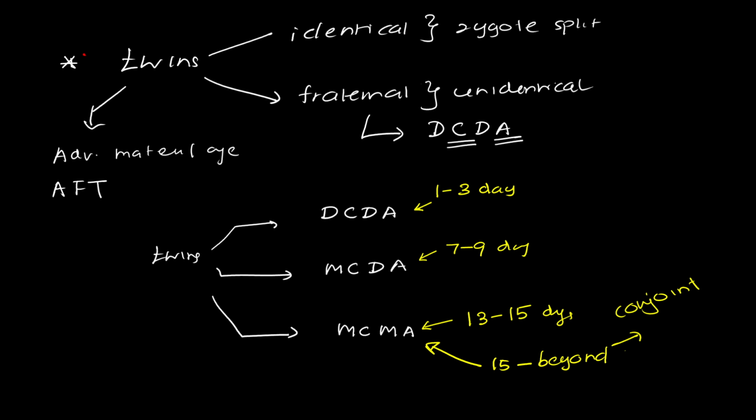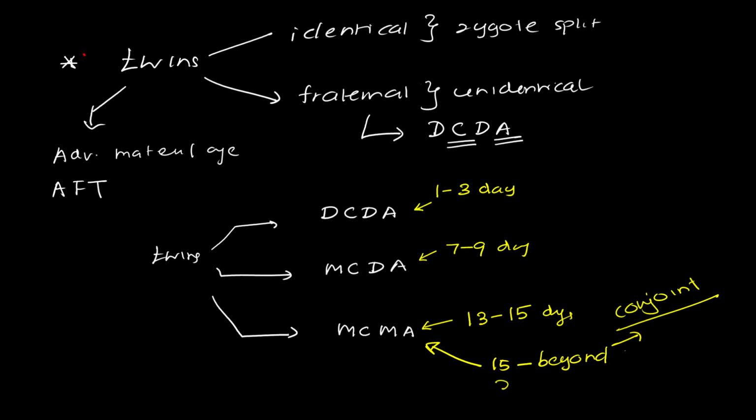There are thoracopagus twins where they are joined at their chest or the upper abdomen, and there are omphalopagus twins where they share the abdominal organs. Then there are craniopagus twins who are joined at the head, not the same head, but joined at the head, and there are many more. So there are different types of conjoint twins that you come across. All of these happen because of the division of the trilaminar disc.